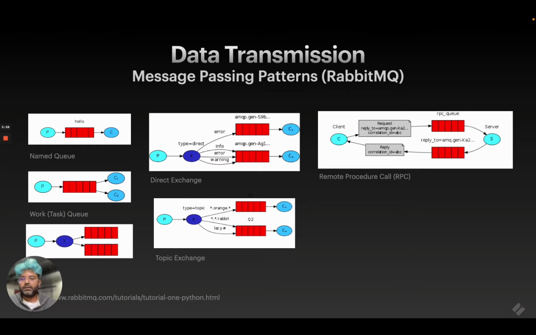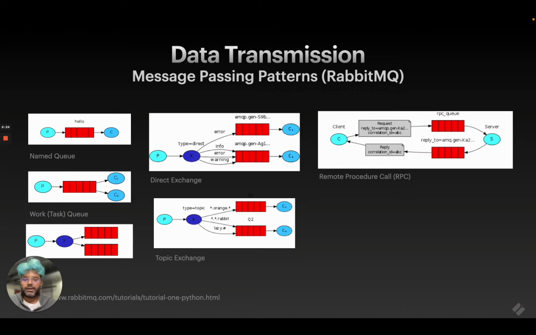Now, let's look at a third case wherein we introduce the exchange in addition to the queues and the publisher subscriber. What happens with exchange is that the producer sends to the exchange and the exchange pushes it to the queue. Now, how does the exchange do that? This depends on the type of exchange.